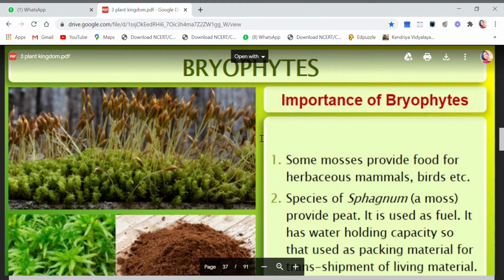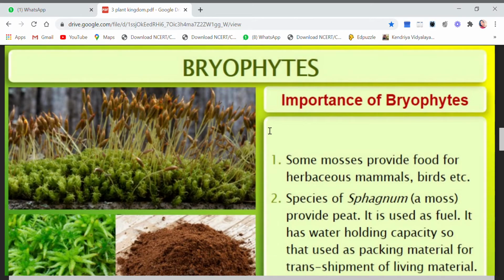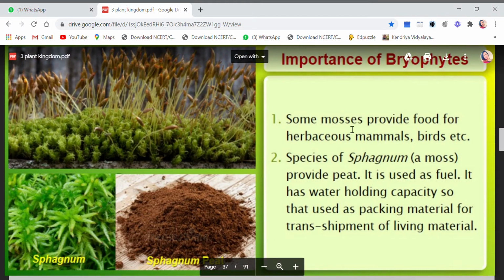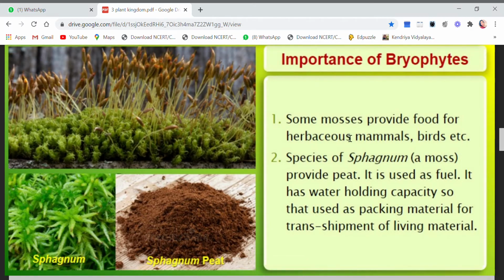And today's topic is importance of bryophytes. We have studied the life cycle of bryophytes in the previous video. Now we are going to study the various importance of bryophytes. So some mosses provide food for herbaceous mammals and birds. Herbaceous mammals are those that are plant eaters.